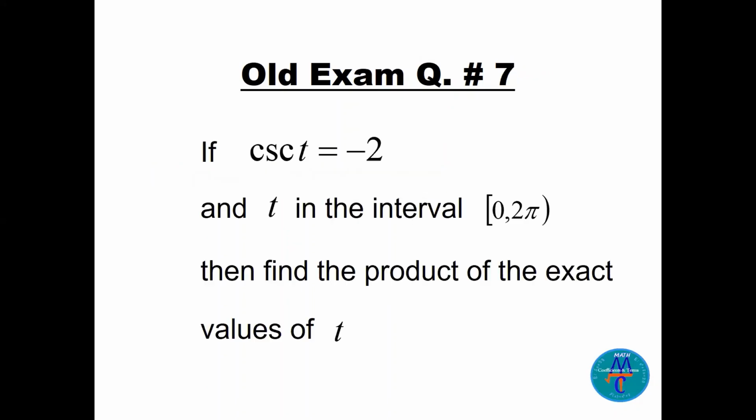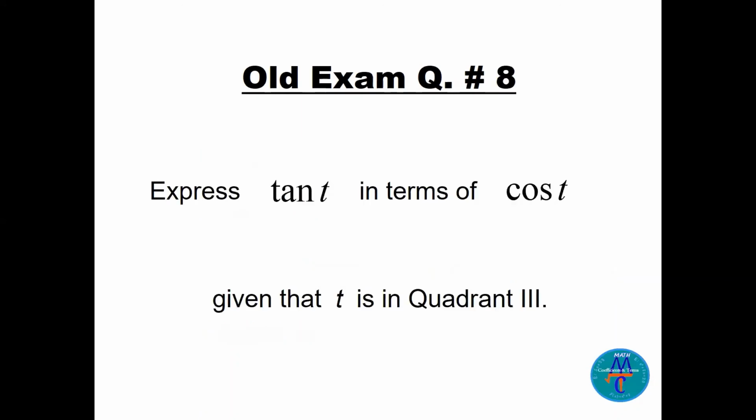If cosecant t is minus 2, t is in the interval 0 to 2 pi. Find the product of the exact values of t. See, we did a similar example, the last example in this lecture.